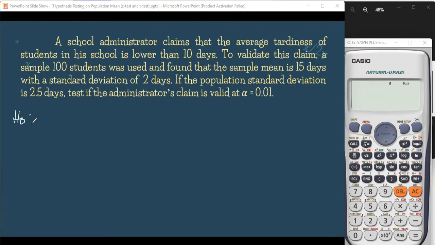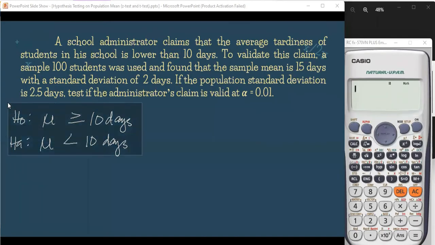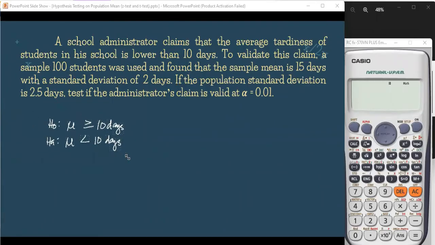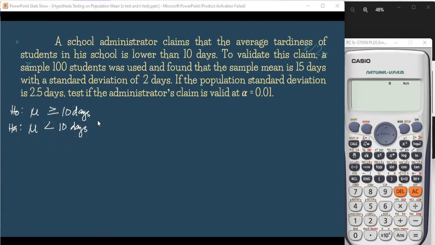So we have here HO and HA. So we have lower, mu is less than kasi po lower 10 days. Dito naman po, mu must be greater than or equal to 10 days. So remember po the table that we had on our last video. So susundin po natin yon. Now, let's move to the step number 2. So step number po na 2 natin, kailangan po natin i-identify kung Z or T.